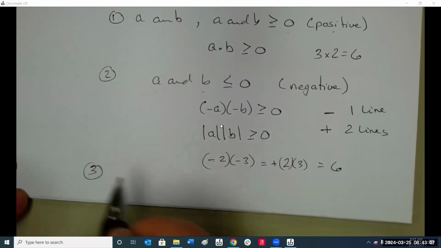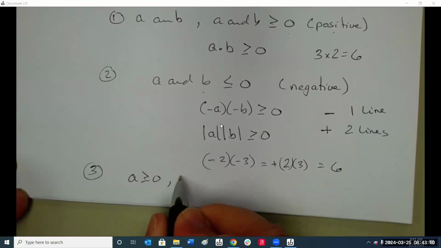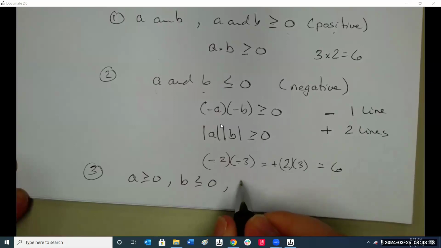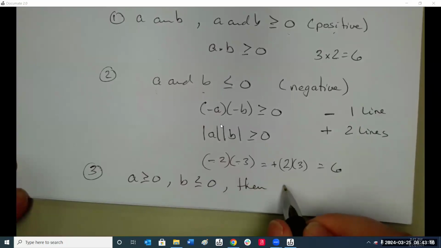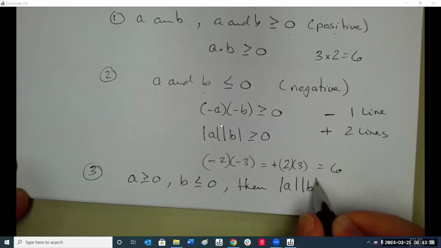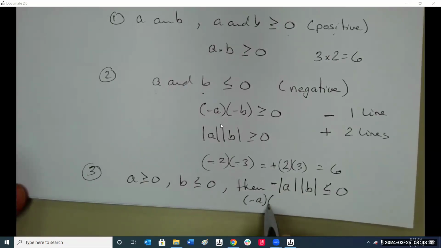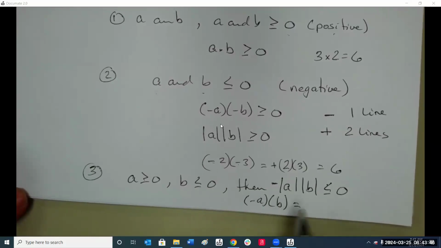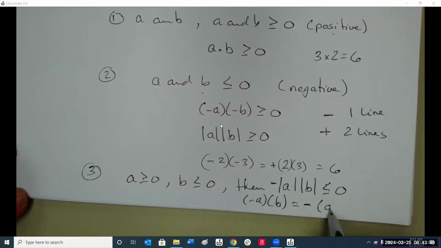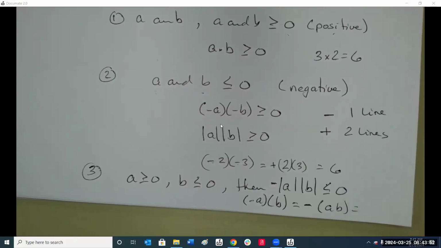And then the last one, if A is positive and B is negative, then what we get here is, so if we had -A times +B, since there's only one, I could take that negative sign out. And that's what I have.